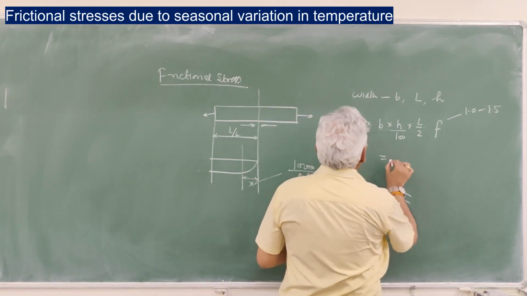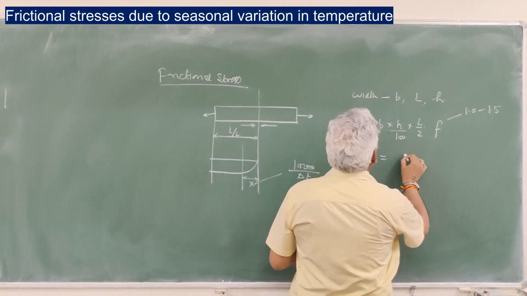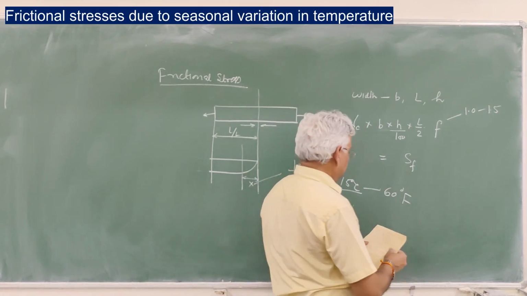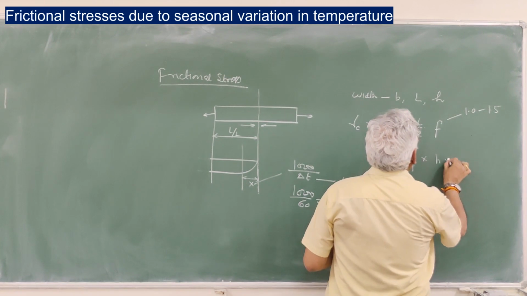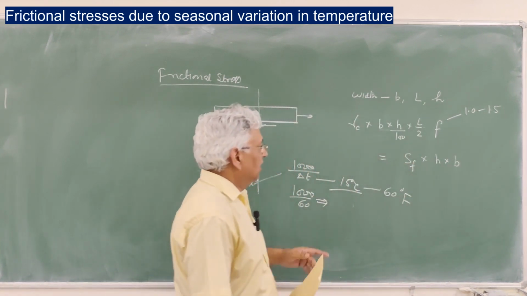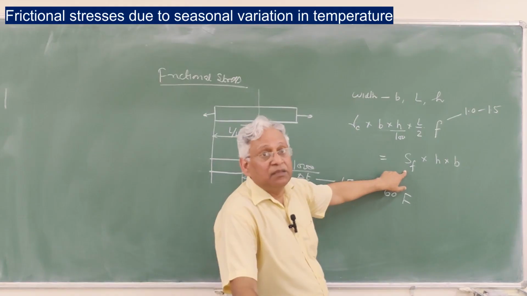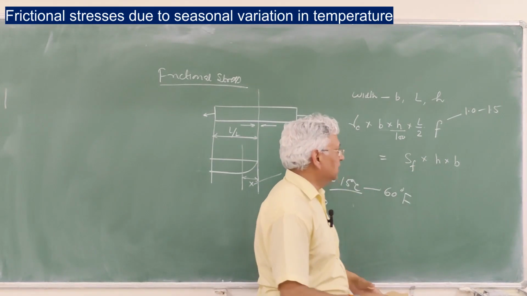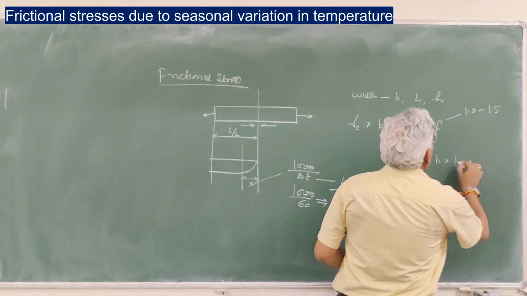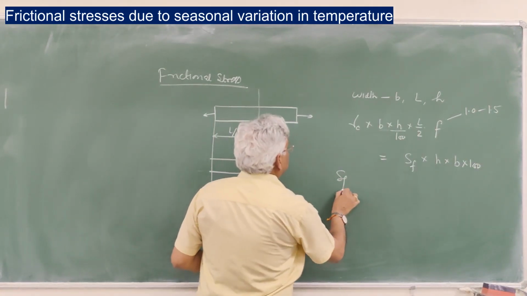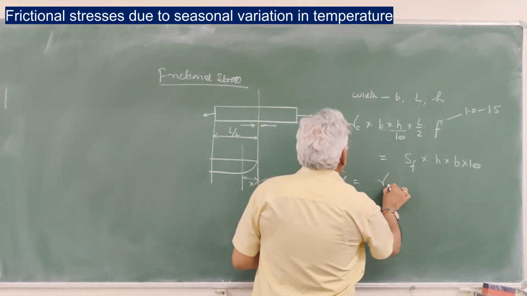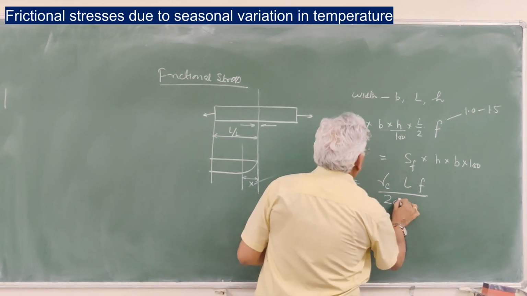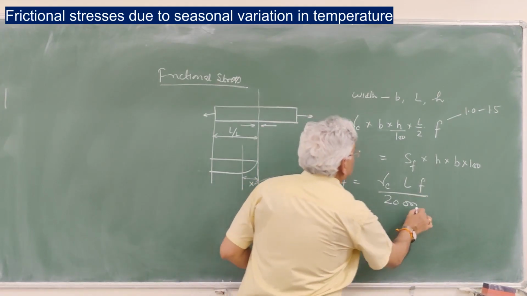This should be equal to tensile force or compressive force, and that will be equal to stress multiplied by area, that is H into B. The stress is generally in kg per centimeter square, and therefore this should be converted into centimeters. So this must be multiplied here by 100. And this equation gives you S_F is equal to gamma C into L into F upon 20,000.